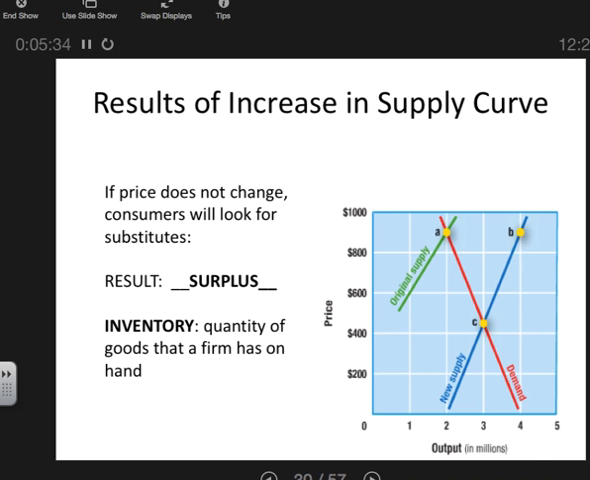And near the end, I believe, the Ford Foundation was in trouble because he was refusing to change with what the demand was asking for. So that is an increase in the supply curve.